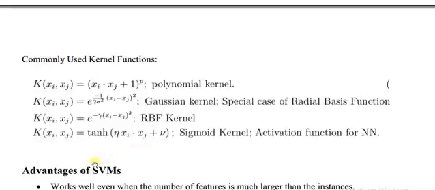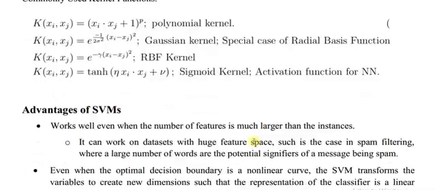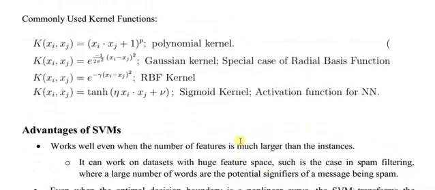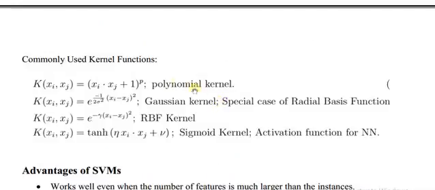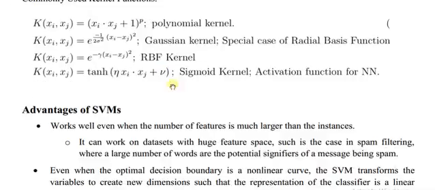Then next we have k of xi comma xj equal to tan hyperbolic of (eta xi into xj plus v), that is a sigmoidal kernel, which is an activation function for neural networks. These are the commonly used kernels to transform the data from one dimensional space to another dimensional space. That reduces the computational complexity involved with the normal function.